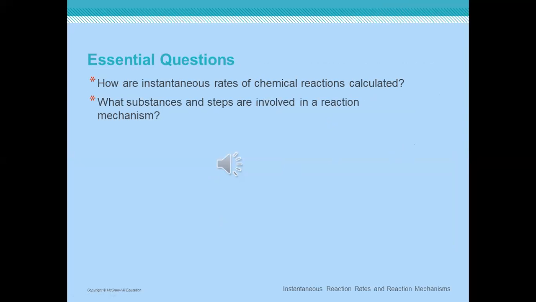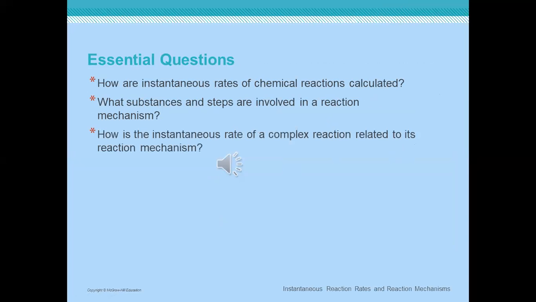How? First, the essential questions that we are going to study in this lesson. How are instantaneous rates of chemical reactions calculated? What substances and steps are involved in a reaction mechanism? How is the instantaneous rate of a complex reaction related to its reaction mechanism? So these are the questions that you are going to study.